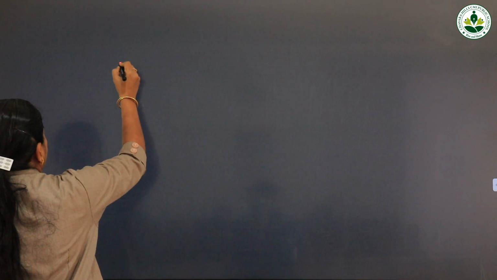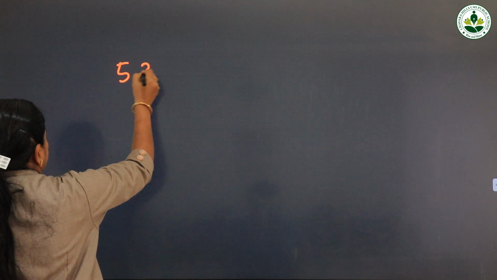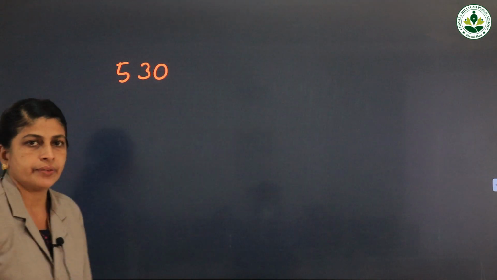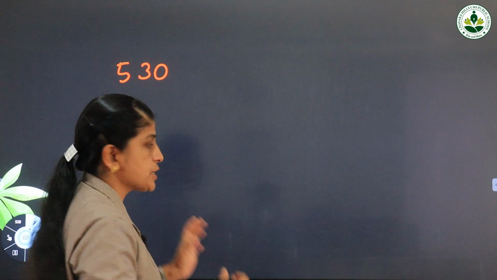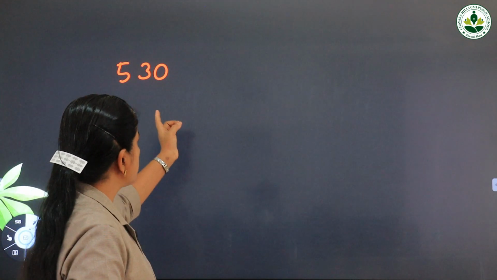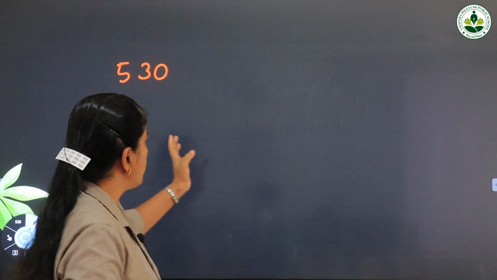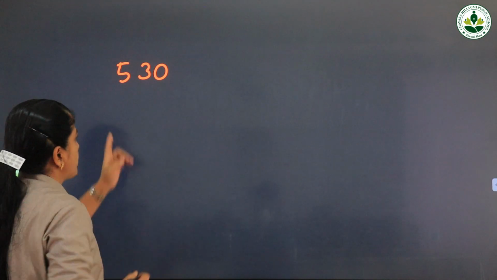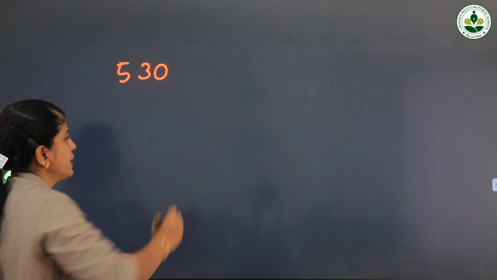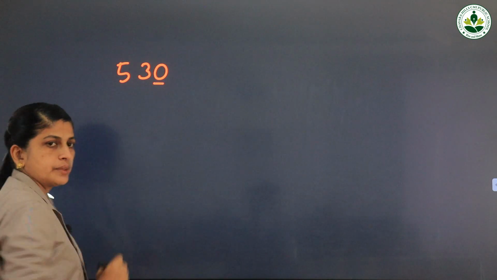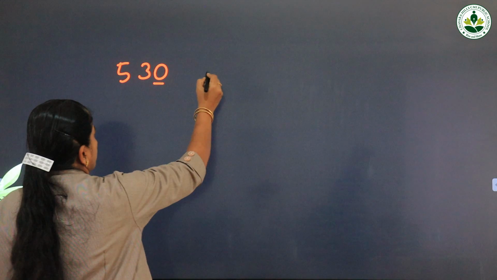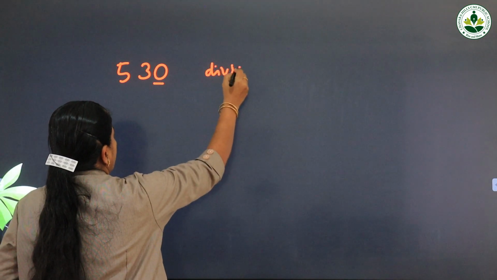We can check that with some numbers. The number 530. We have to check whether that number is divisible by 2 or not. For that, our rule is we have to check whether the ones place digit of that number is either 0, 2, 4, 6 or 8, any one of these. What is the ones place digit of 530? Its ones place digit is 0. Therefore, that number is divisible by 2.